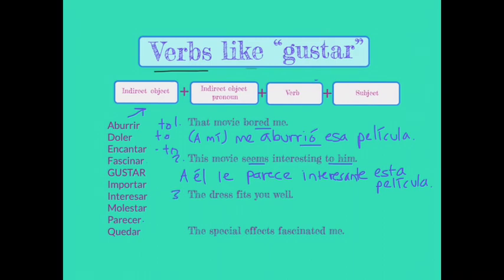Número tres. The dress fits you well. So a ti, opcional. IOP, te. Now what's doing the fitting? The dress. So we're going to go with queda in the present, and it's singular. How does it fit? Well, so bien. And then what's doing the fitting? El vestido, the dress. Te queda bien el vestido.